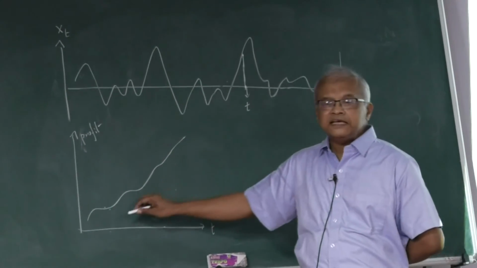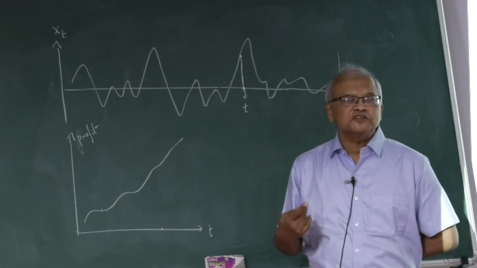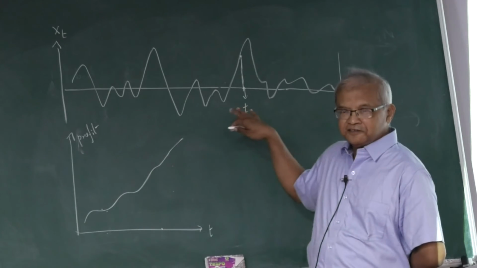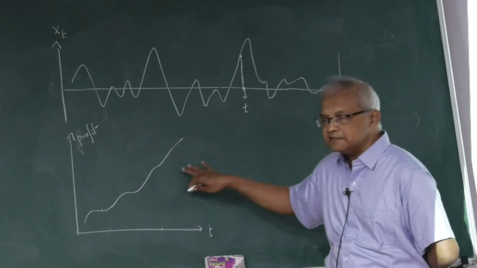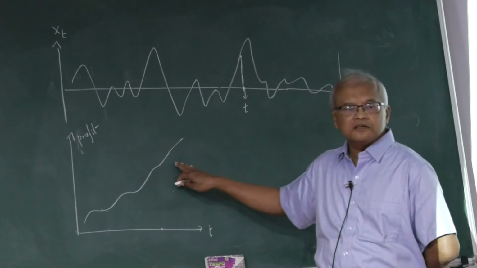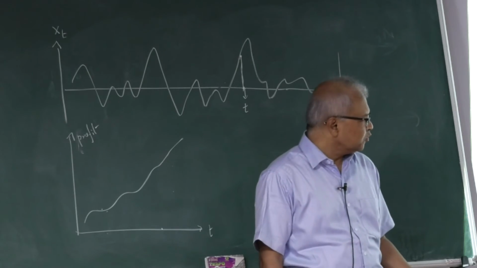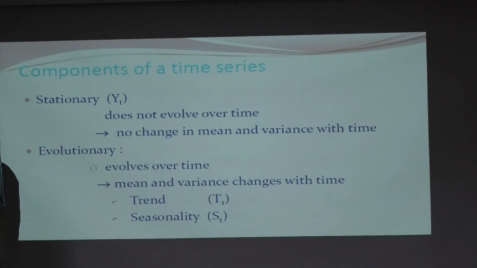What would you say if you look at a graph like this? The natural word that will come to you is that there is a trend. So we have a trend in this, and if you have a trend, the mean is not going to be constant. It's an evolutionary component, it evolves over time, it's not stationary. And the other one is the seasonality.